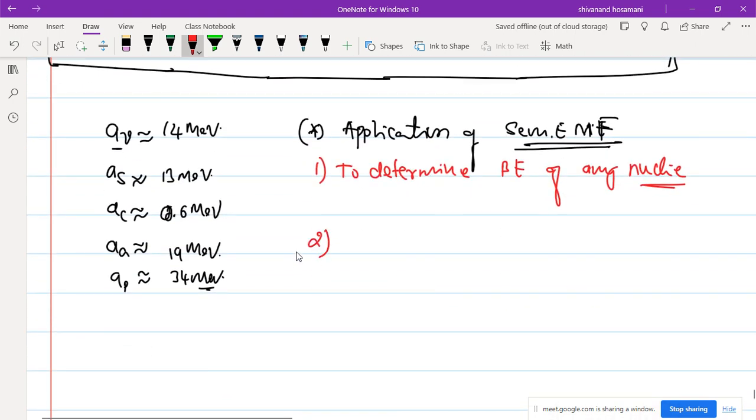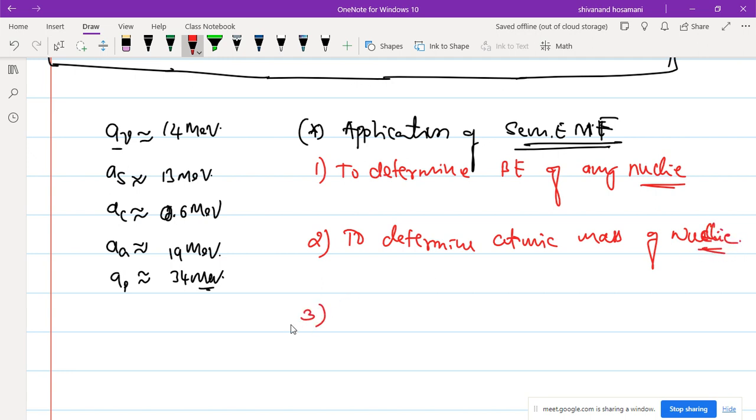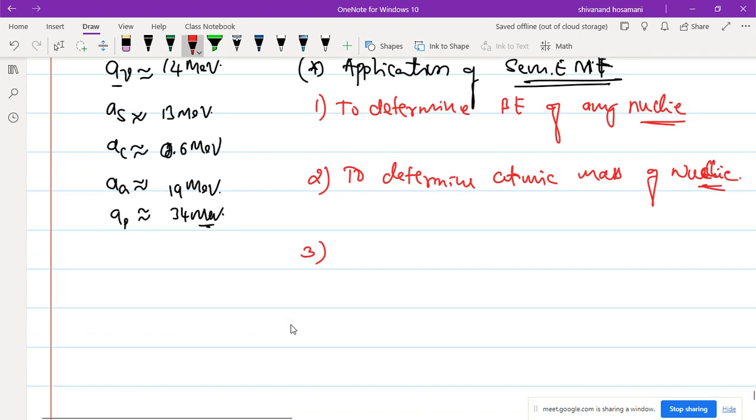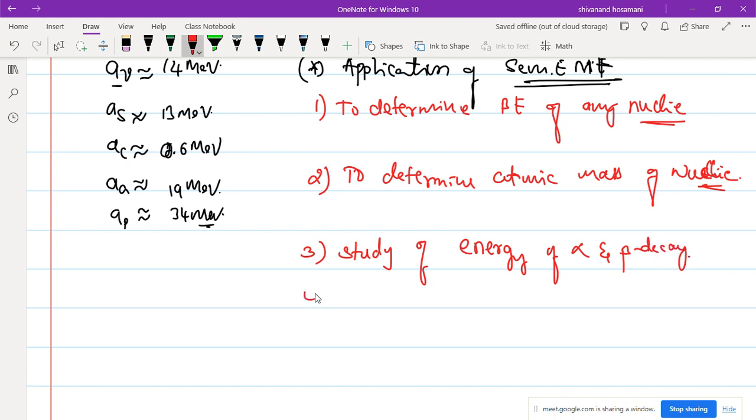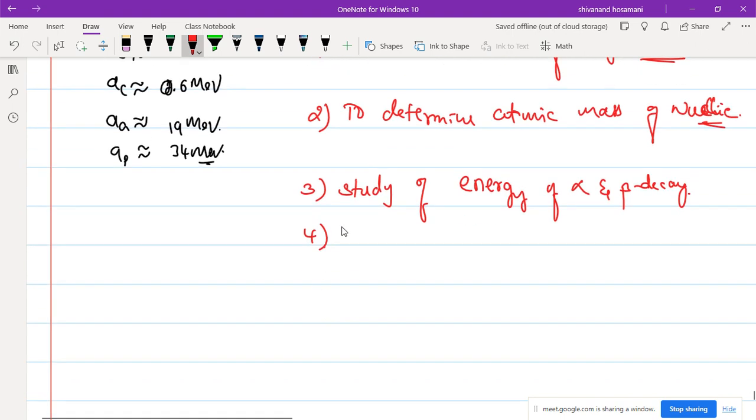To determine atomic mass of nuclei. And the third one, study of the energetics of alpha and beta decay processes. The fourth one, Q value of a fission process. Q is nothing but the released energy. Endothermic and exothermic process, energy calculation part. And charge radii of mirror nuclei.